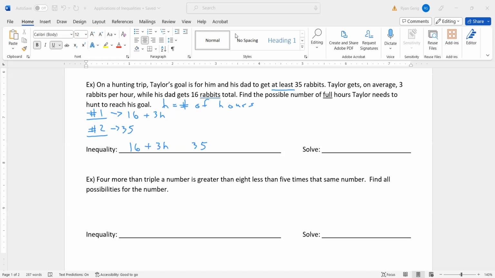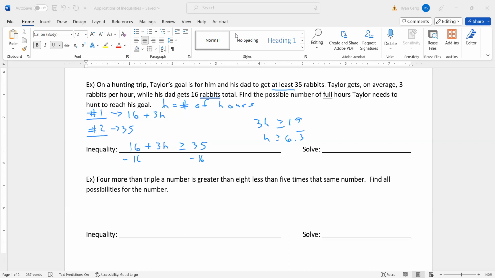So the actual number of rabbits they want to be bigger than 35. They'd be okay with exactly 35. So greater than or equal to is the symbol that we're going to use. Notice how I didn't think about which symbol until I was done with the expressions. Now I can solve. Subtract 16. I get 3H is greater than or equal to 19. H is greater than or equal to 6.3 repeating.